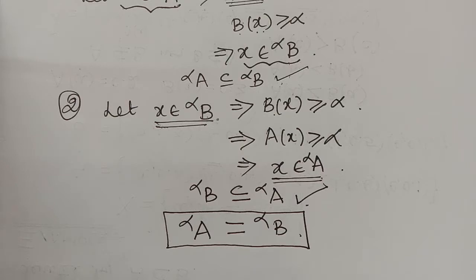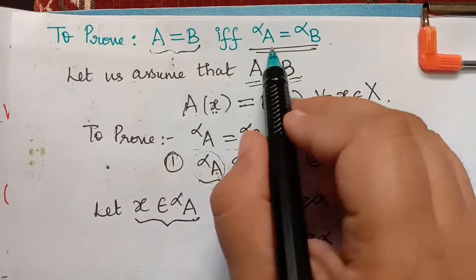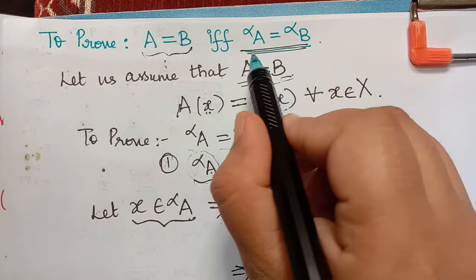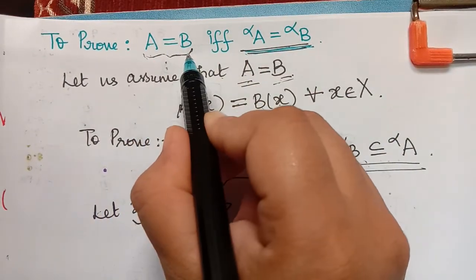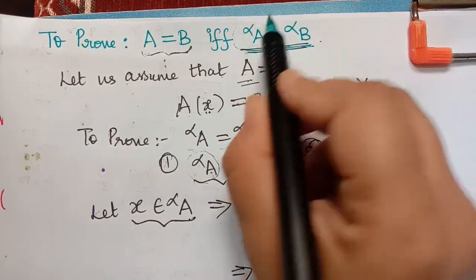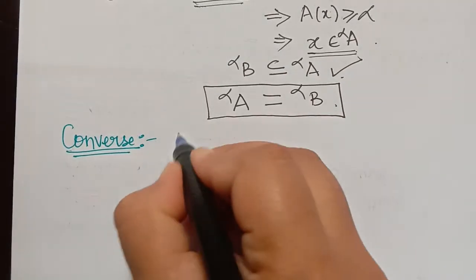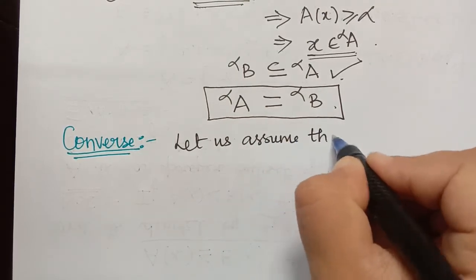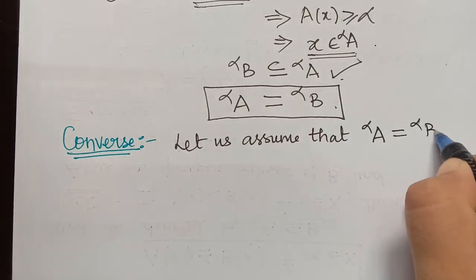Now what is the second part? That is the converse part. Actually we assumed this and we have proved this. Now the second part will be the converse part, that is we have to assume this and we have to prove that the set A is equal to the set B. So let us see the proof. First we shall assume that the alpha cut of A is equal to alpha cut of B. So in the converse part, let us assume that alpha cut of A is equal to alpha cut of B.